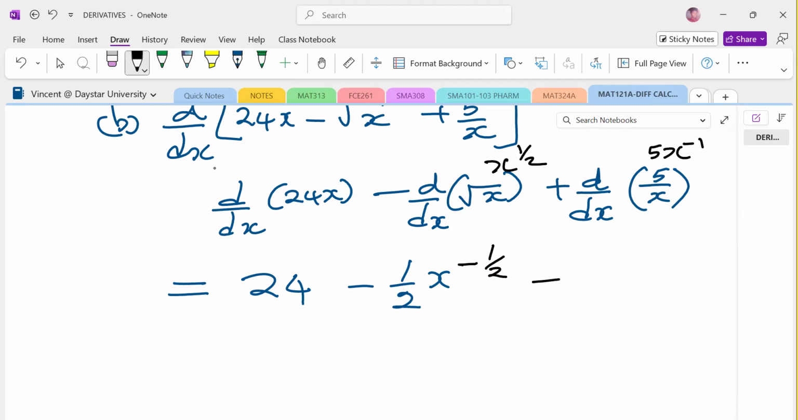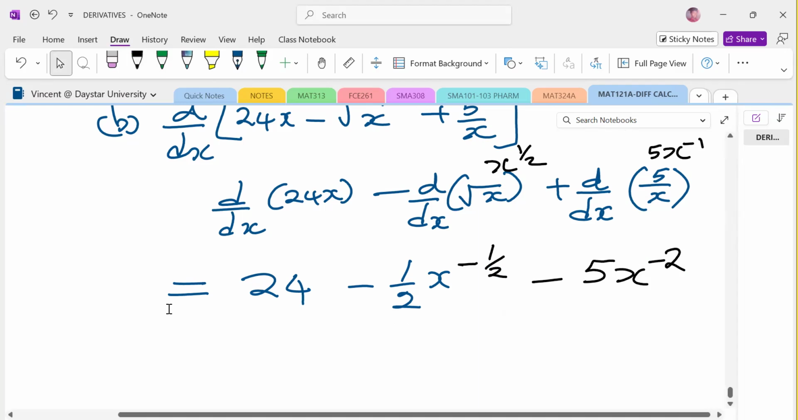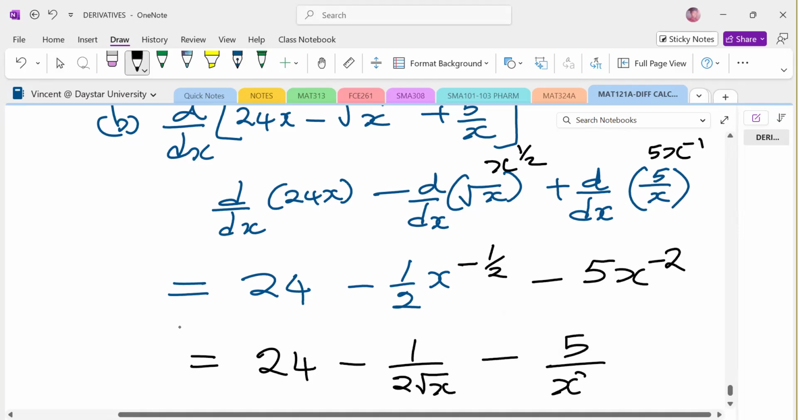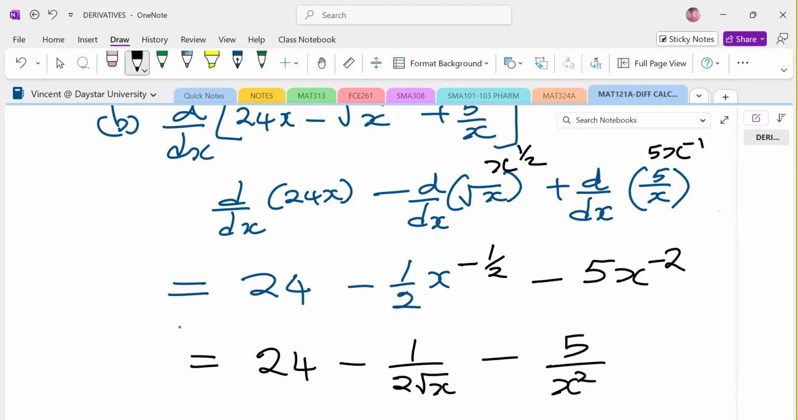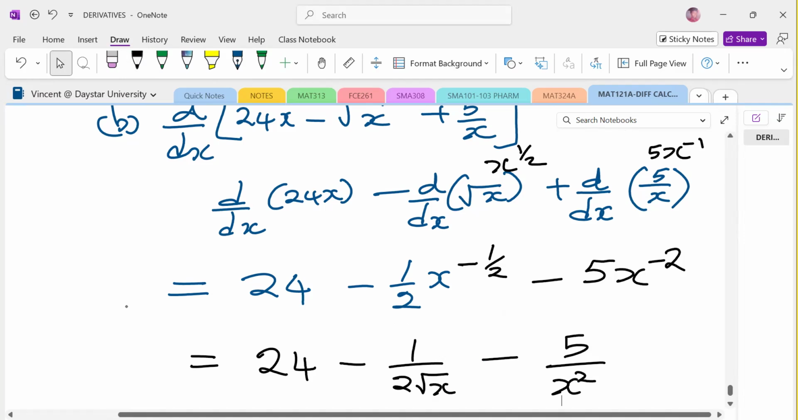Then when you differentiate 5x power minus 1, you get minus 5x power minus 1 minus 1, which is minus 2. So this is the same thing as having 24 minus, you can write this one as 1 over 2 root x, minus 5 over x squared. So that's what you do for the sum rule.